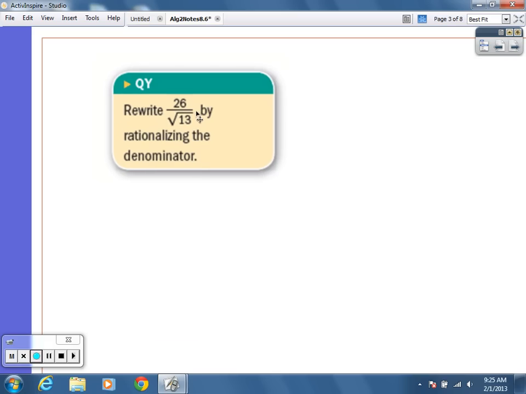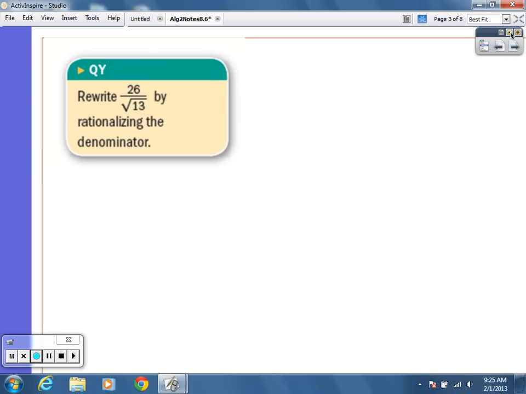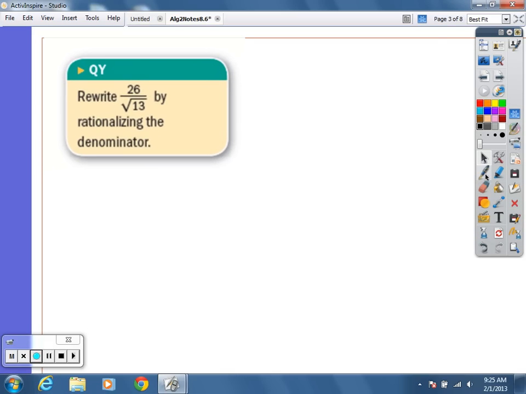Okay, so here's our practice. We're going to rewrite 26 over the square root of 13 by rationalizing the denominator. Basically, and we have done this before when we were dealing with imaginaries, we are going to rewrite this to something that is equal to what we started with. The only way we can change the appearance of this and keep it equal to what we started with is by multiplying by a fancy version of 1. So we're going to multiply this by 1. The trick is picking the correct form of the number 1 so that we can change the appearance.